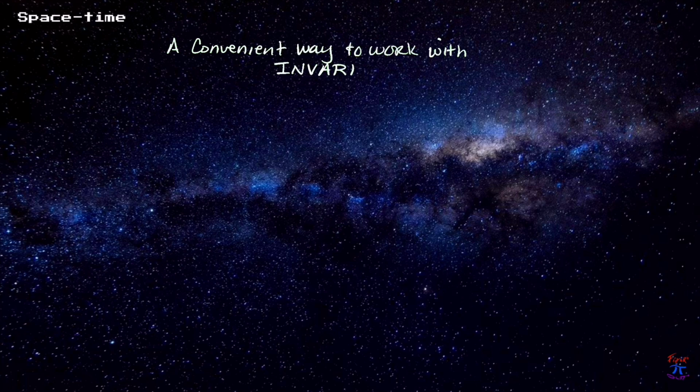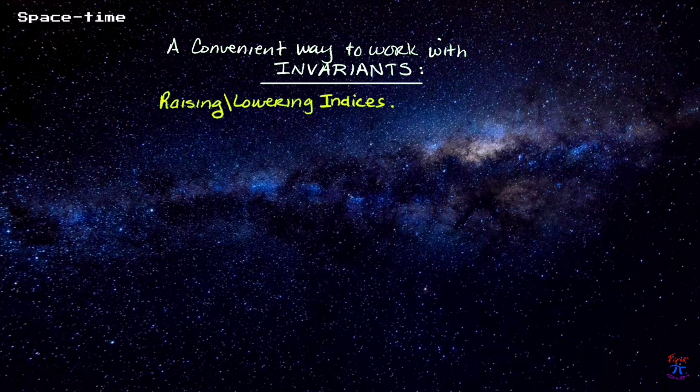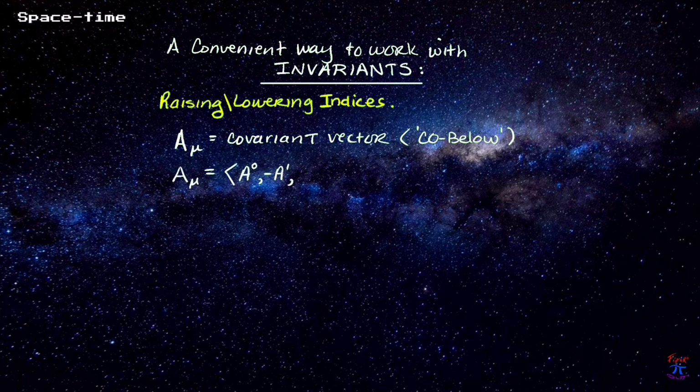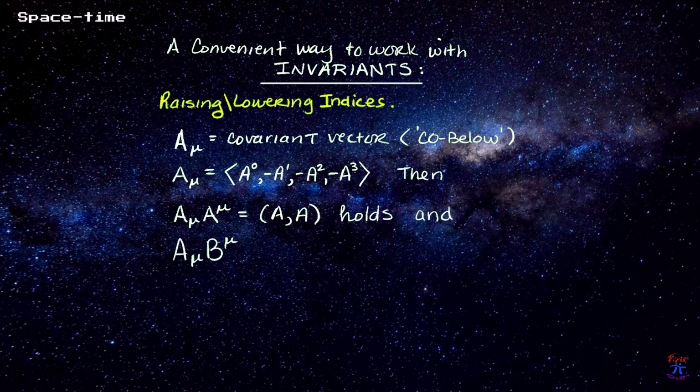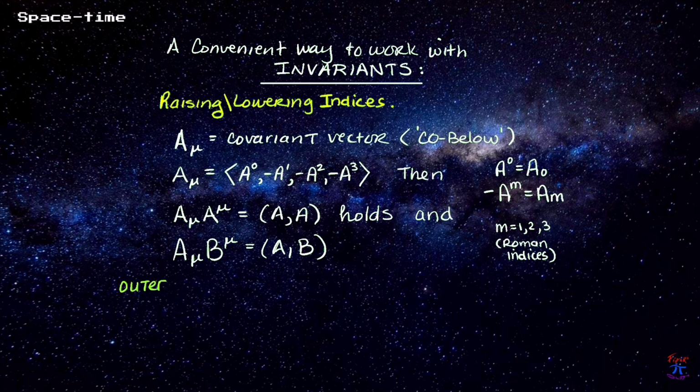Now, a convenient way to work with invariance is in the act of raising and lowering indices. A covariant vector, a sub mu, with the mu being written downstairs, can be thought of as the components of a vector here, where the spatial coordinates are negative. Then this representation of the inner product holds true. And therefore, covariant vectors can be thought of as the components of a vector. Roman indices often indicate the indices 1, 2, and 3, whereas Greek indices include 0.